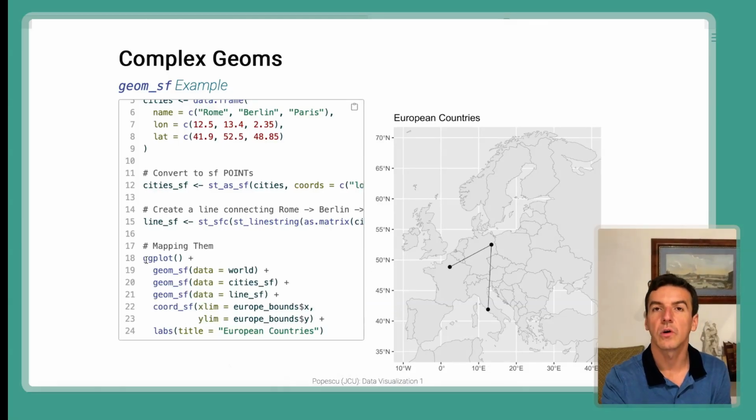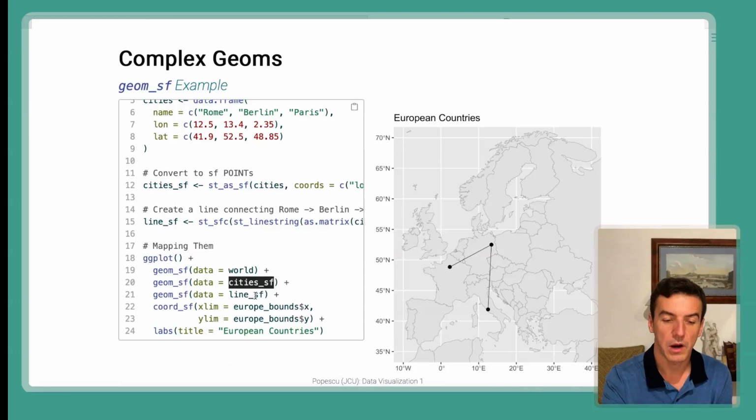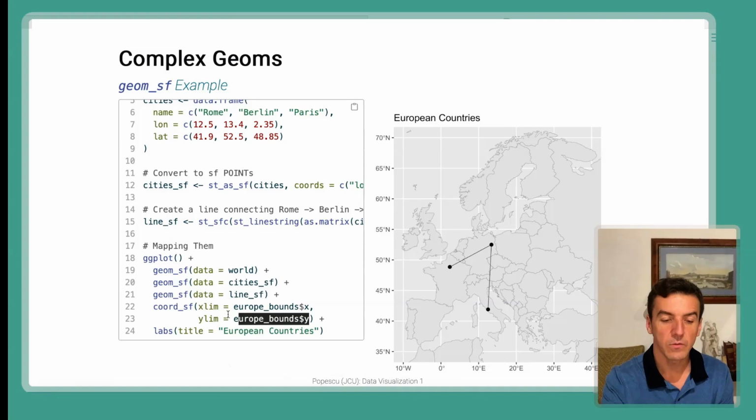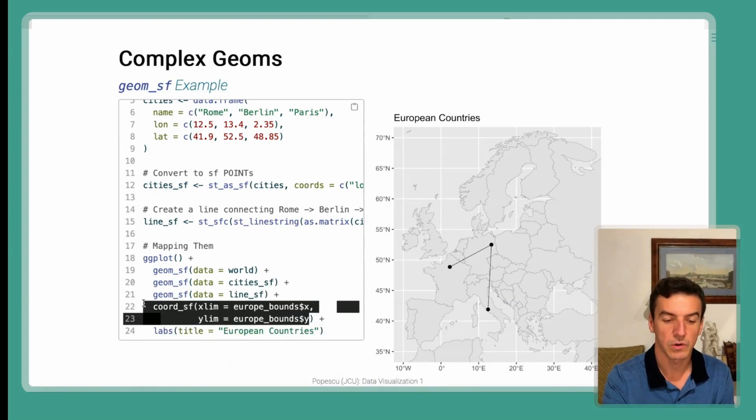So just to look at the code once again, we have ggplot. We have the first layer, which is the world. We have cities, which are Berlin, Rome, Paris. We have the line SF, which are these three lines that connect the cities. And then we have the extent of our bound. So we want to focus once again on Europe.